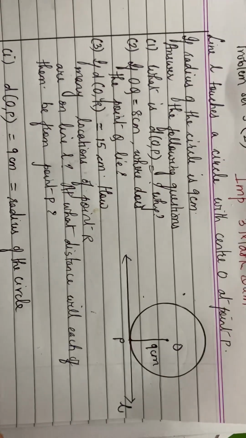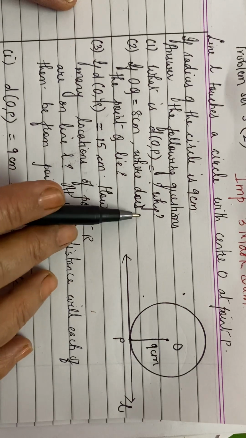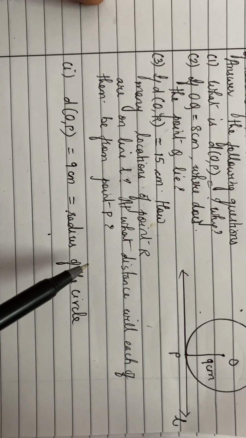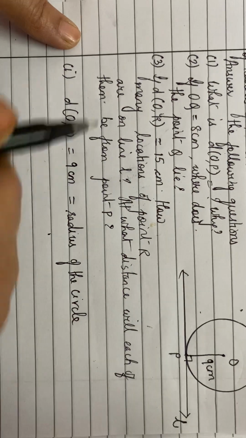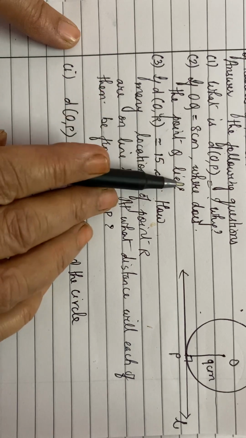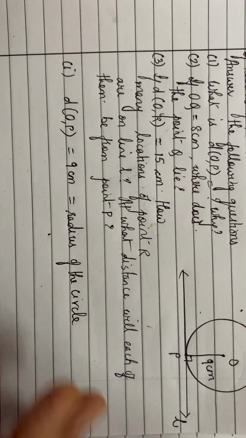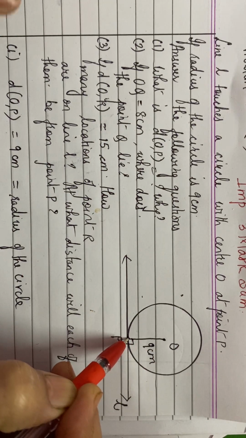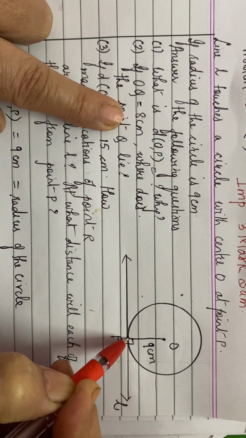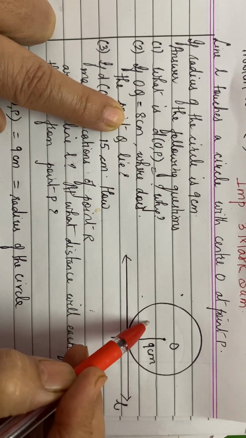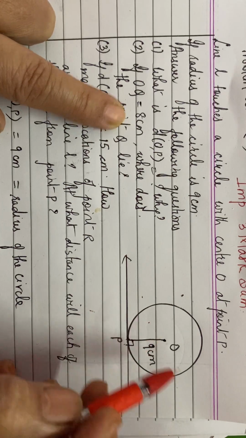Okay, what is the question asked for the y? Why is the distance OP 9? Because OP is nothing but the radius of the circle. Fine. Then he is saying if OQ is equal to 8 centimeter, where does the point Q lie? Now see, if you see the radius is 9. If you are taking OQ which is 8 centimeter, definitely it will be smaller than the radius. So that point Q will lie where? In the interior of the circle.